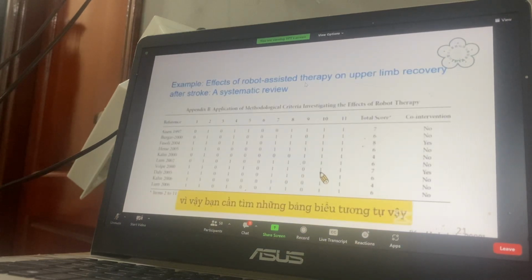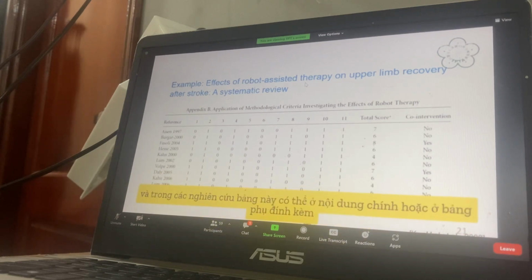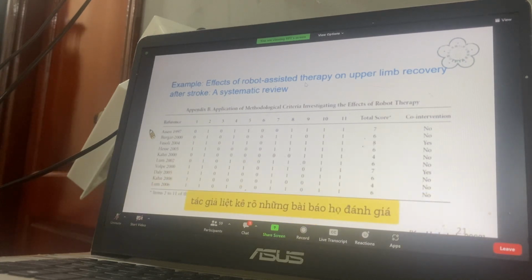So what you need to look for is a table that looks like this. So for example, this is a table from this study, Kwakkel et al. in 2008, and the study looks at robotic assisted therapy for upper limb recovery after stroke. In that study, it could be in the main text or it could be in the appendix area. The author clearly listed the articles that they reviewed. And for each article, these are the PEDro scores from 1 to 11.